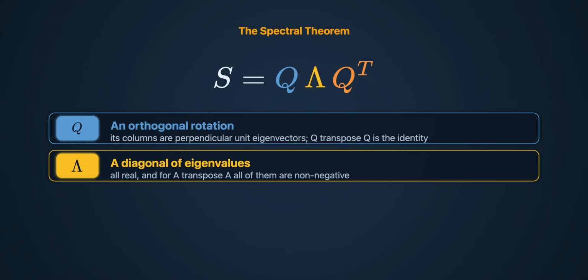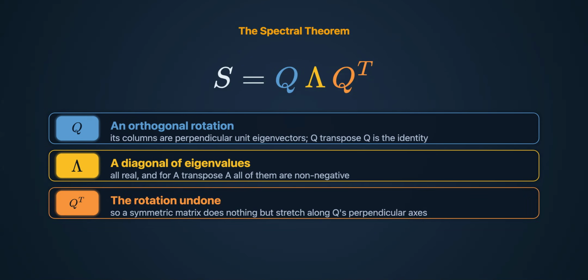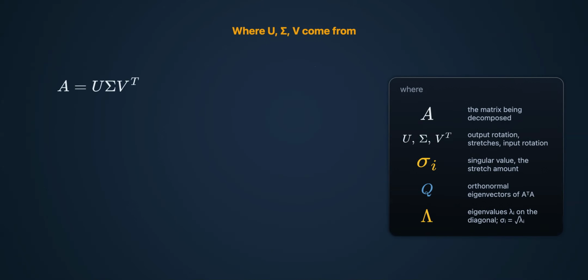For A transpose A, they are never negative either. And Q transpose undoes the rotation, so a symmetric matrix does nothing but stretch along those perpendicular axes. That is the exact form we match A transpose A against next. This is the one outside fact the SVD rests on, and it always applies because A transpose A is symmetric for every matrix A. But where do U, S, and V actually come from?